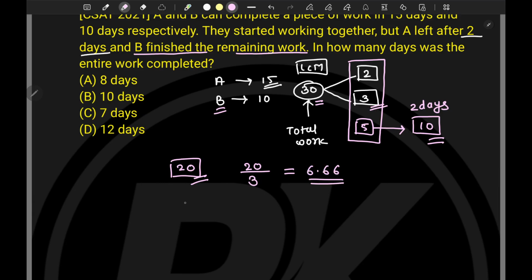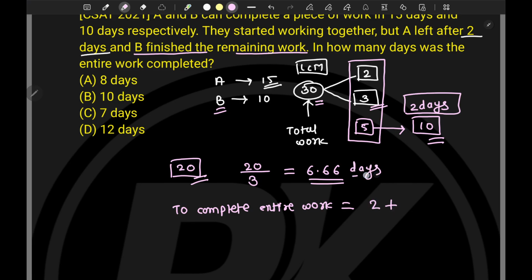Now to complete the entire work, how many days are required? So first these 2 days where both A and B work together, so that 2 days plus B again worked for 6.66 days, right? That means the total time required to complete that work portion is 8.66 days.